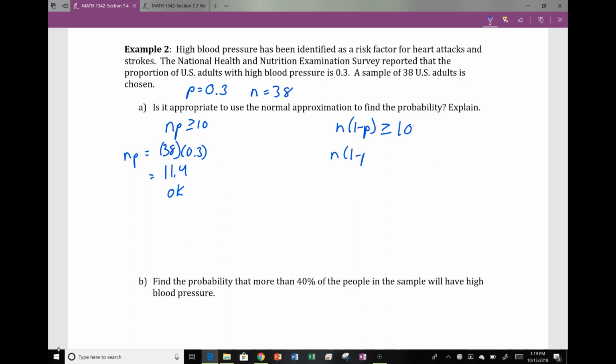N times 1 minus P is going to be 38 times 1 minus 0.3. 1 minus 0.3 is going to be 0.7. Well, 0.7 times 38 is 26.6. So since both of these are greater than or equal to 10, it is appropriate to approximate the probability with the normal approximation.